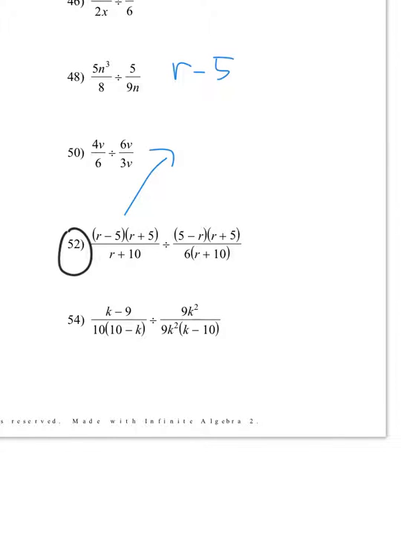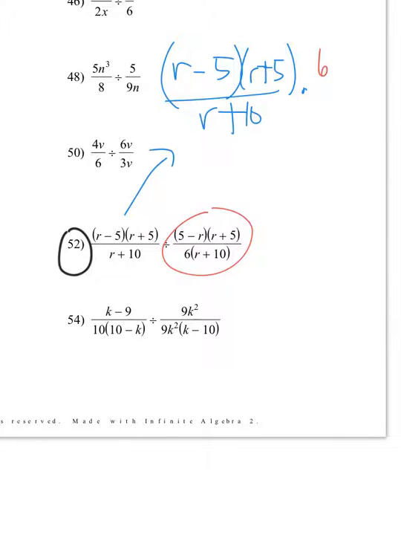We have r minus 5 times r plus 5 all over r plus 10. That one we leave the same. We change it to multiply by the reciprocal of this. So it would be 6 times r plus 10 all over 5 minus r. So 5 minus r and r plus 5.